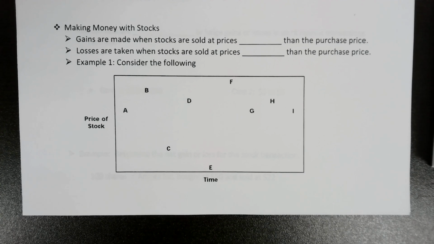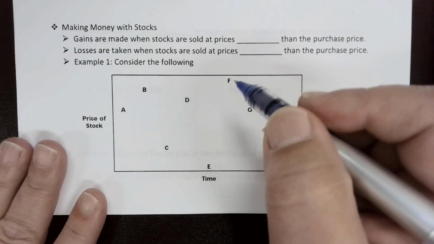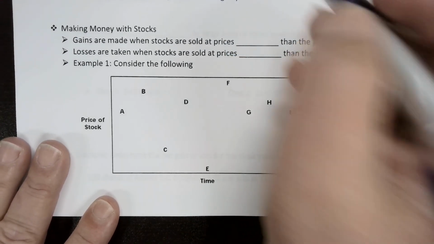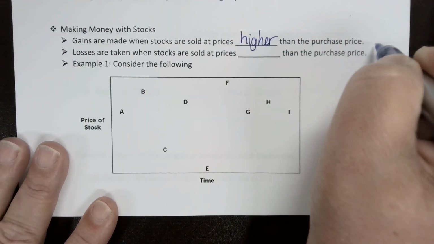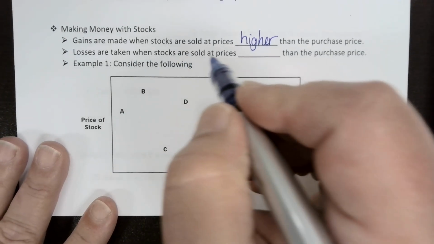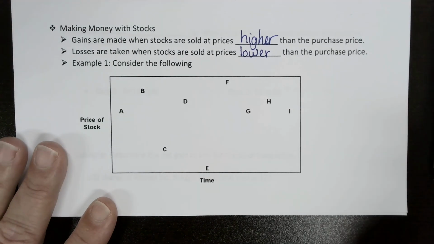Okay, so this is the last video for the 5.3 lesson. And it says that we're talking about how to make money with stocks. Gains are made when stocks are sold at prices that were higher than the purchase price, and losses are taken when stocks are sold at prices lower than the purchase price.